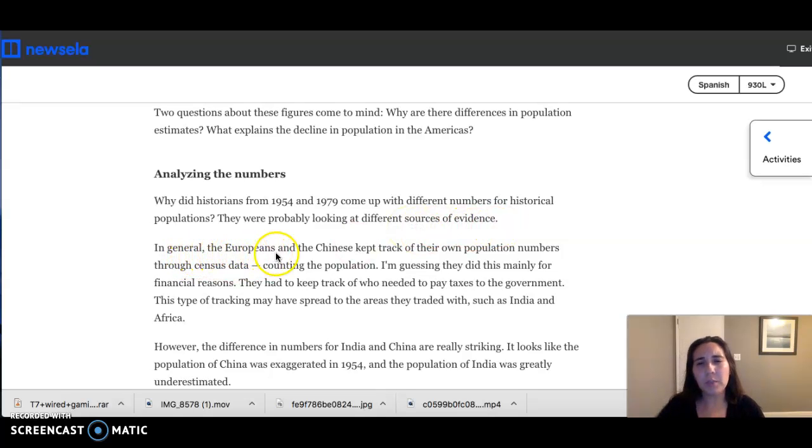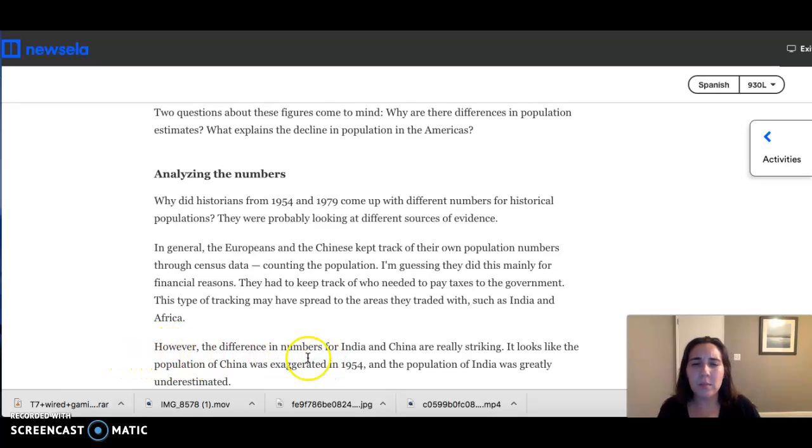In general, the Europeans and the Chinese kept track of their own population numbers through census data, counting the population. I'm guessing they did this mainly for financial reasons. They had to keep track of who needed to pay taxes to the government. This type of tracking may have spread to the areas they traded with, such as India and Africa.